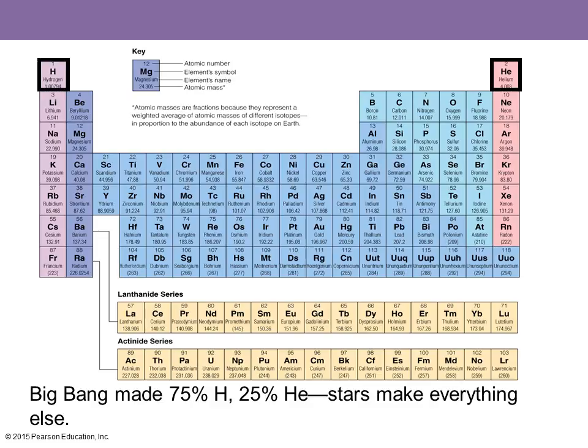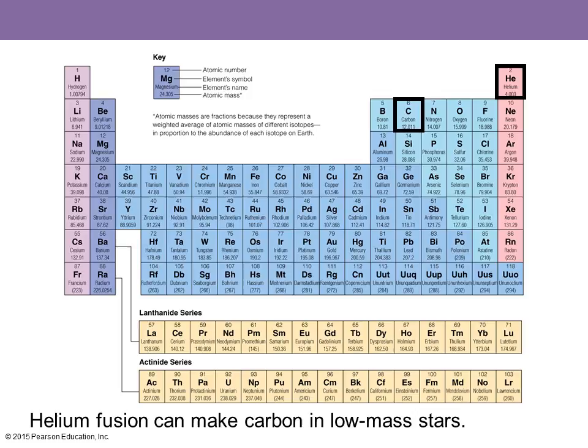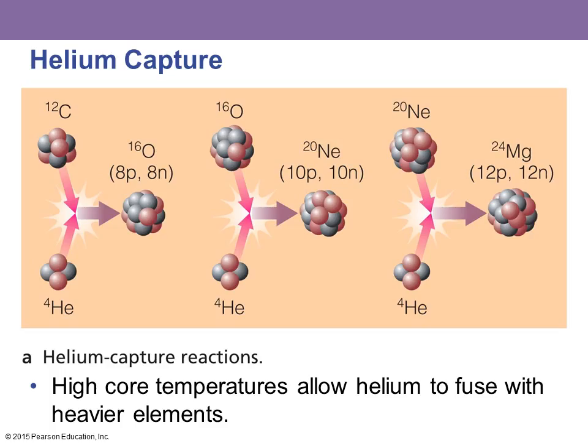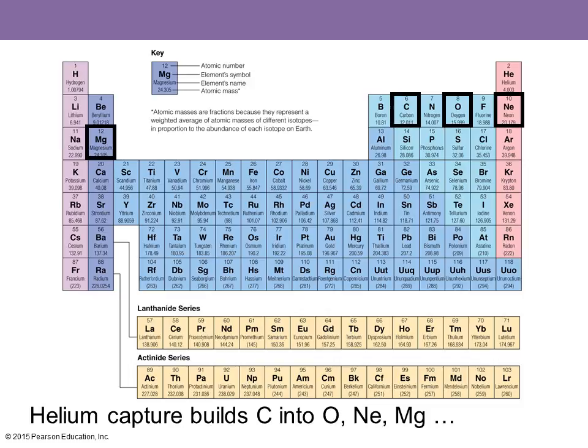So the Big Bang made about 75% hydrogen, 25% helium. Stars are able to make everything else by accelerated fusion. Helium fusion can make carbon in low mass stars, but the CNO cycle can change carbon into nitrogen and oxygen. And of course, we rely on oxygen for our breathing here on Earth. So the high core temperatures allow helium to fuse with these heavier elements, and we get these heavier elements as a result.